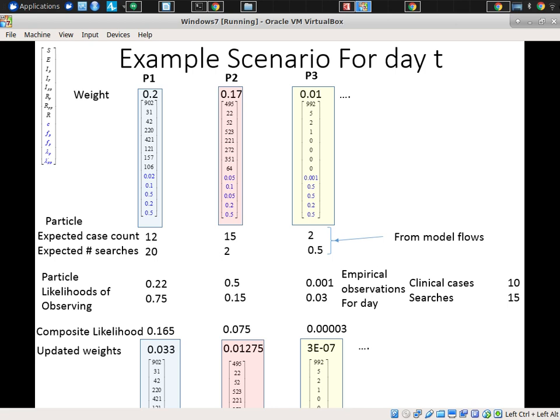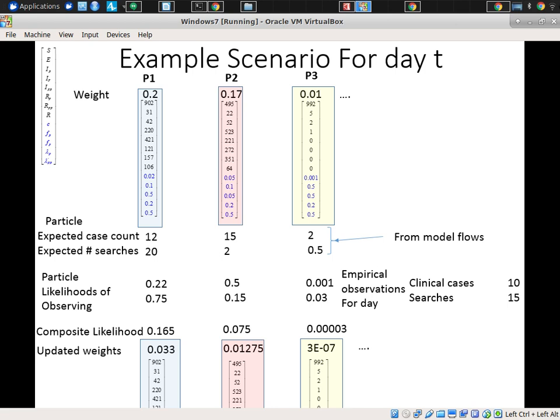So we have two likelihoods here, one for clinical cases, one for searches. For each, we compute the likelihood that that particle will observe the empirical datum corresponding to it, and then we multiply those to get a composite likelihood. Then we update the weights by multiplying the original weights by that, and then we normalize the weights. Does that make sense? And that's the update step.